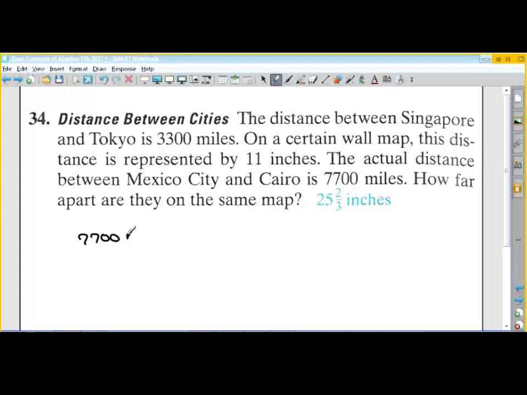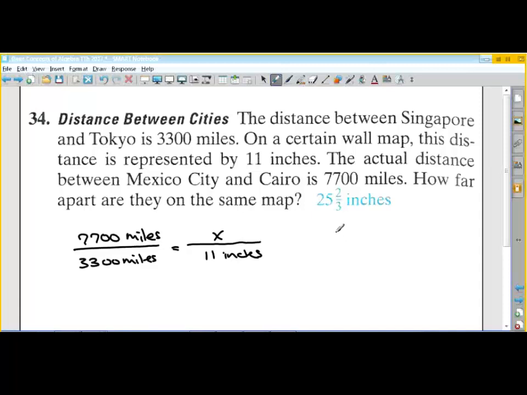So the 2 ways we would do it, if we did it based on units, we'd say 7,700 miles is to 3,300 miles as, and then you've got another ratio. You have another ratio, and you just have to make sure that what we have up here matches the corresponding numerator on the other side. So this corresponds to what we're trying to figure out, so we'll make that x. And for 3,300 miles, the corresponding part is 11 inches.